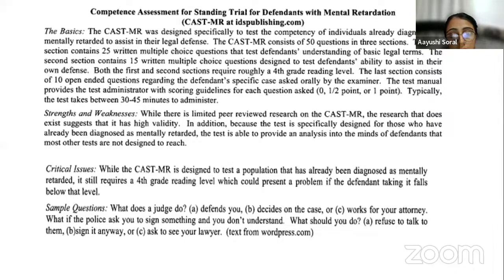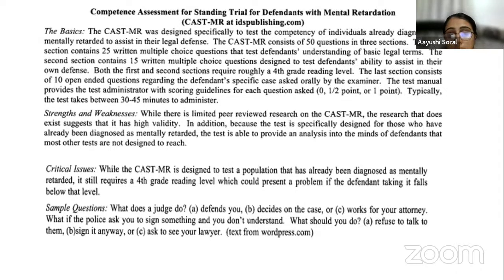The next question could be: what if the police ask you to sign something and you don't understand? What should you do? These are certain things. Are you able to understand what these questions are trying to ask? Anyone would like to mention something in between? Yes, they're trying to gauge whether the person is aware that there is a legal system that is keeping a check on the behavior of its citizens.